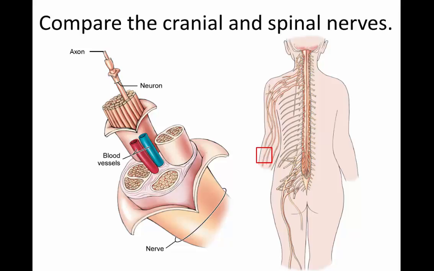And so a nerve is made up of many neurons that are either running towards the central nervous system, they're sensory neurons, or away from the central nervous system, they're motor neurons, bringing information out to muscle or glands and so on.